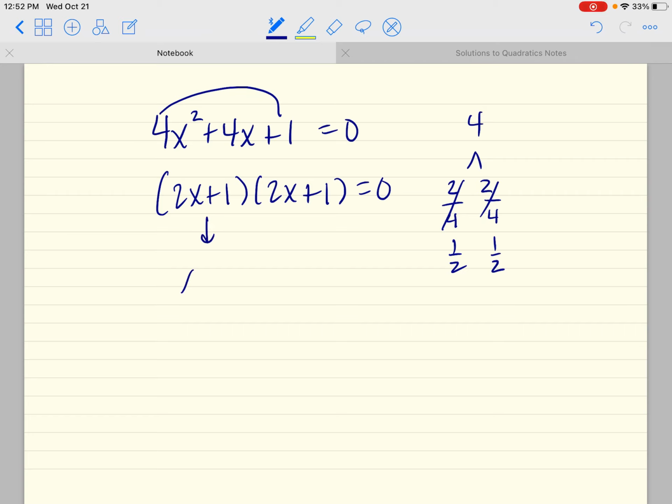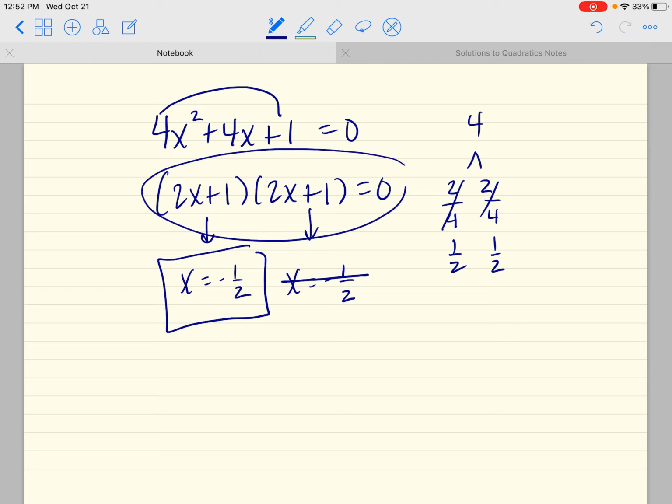And this gets me a solution of -1/2. And this gets me the exact same solution. So we have one solution. Technically, we have two solutions, but it's the same solution twice, so we don't repeat it. Okay, so when we end up with one solution, we actually have two. It's just the same solution twice. Or think about this again, what this is saying.